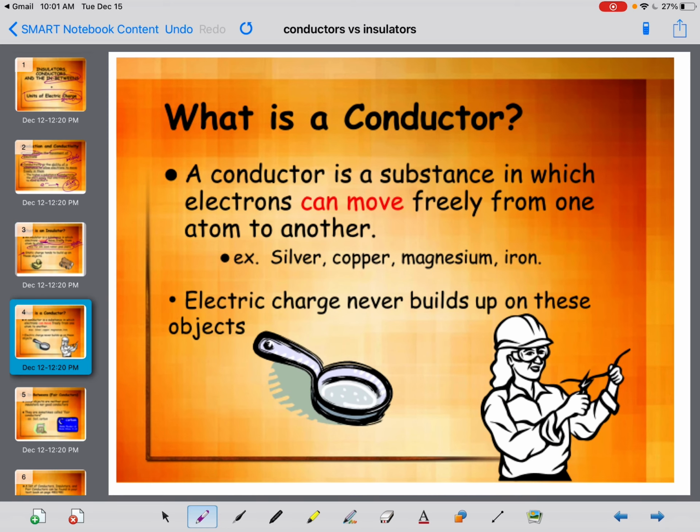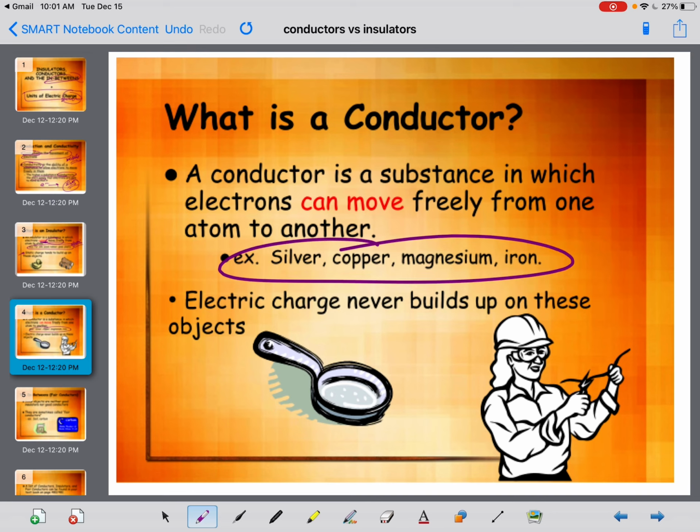Like I mentioned, what's a conductor? It's a substance in which electrons can move freely, so basically all metals. The charges don't build up on these objects because electrons can flow through them, so it doesn't stay in one spot. It's not like a balloon where if you rub one side, you end up having a buildup of charges. The electrons don't build up because they just continue moving through.